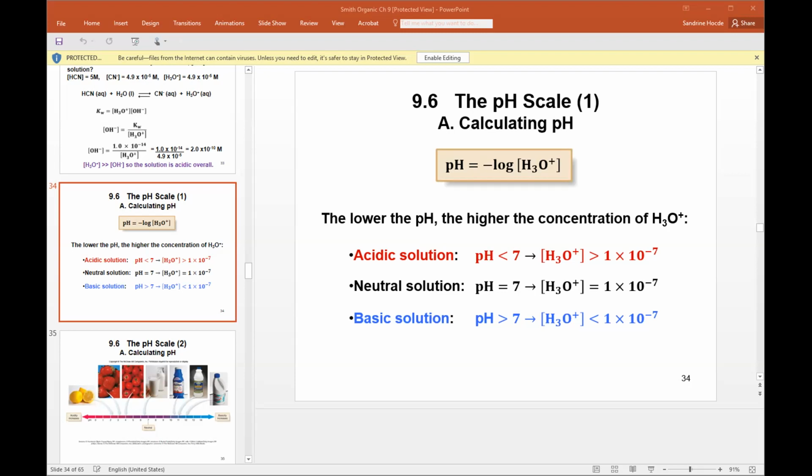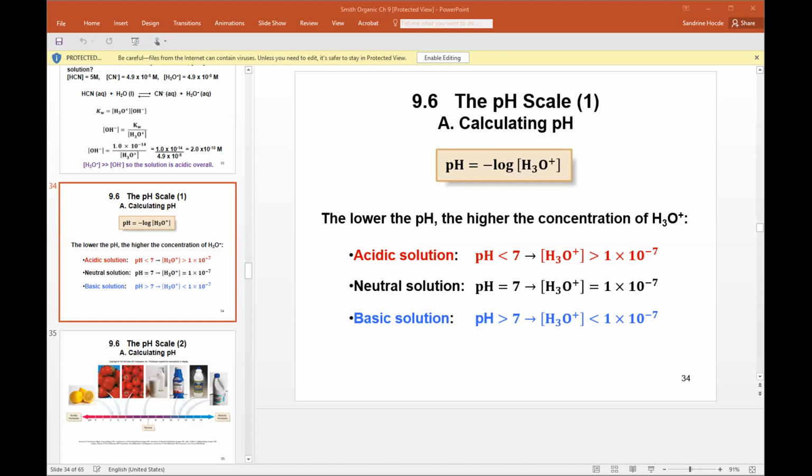And as soon as you deviate from that, when the concentration of H3O+ is larger than 1 × 10^-7, so that would mean smaller exponents here, so 10^-2, 10^-3, etc., that would be a large H3O+ concentration, and that's acidic.